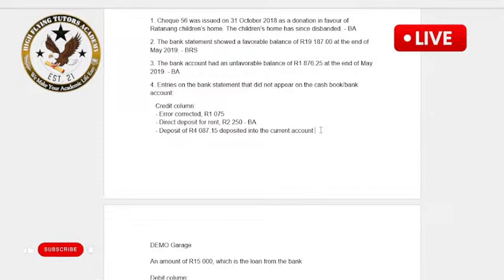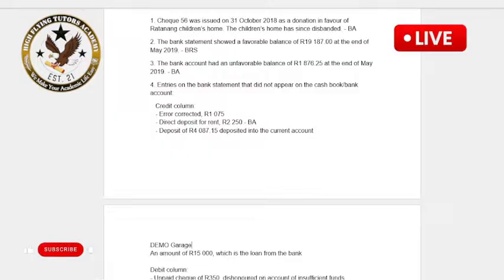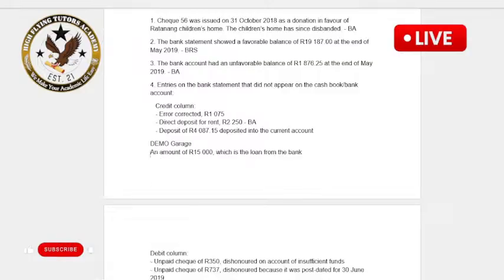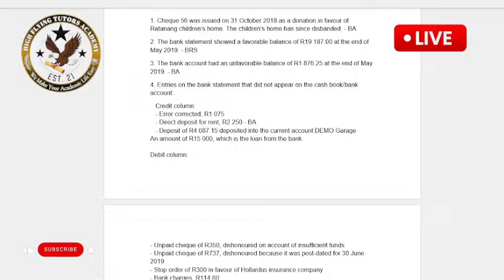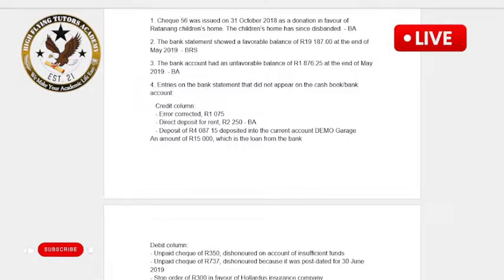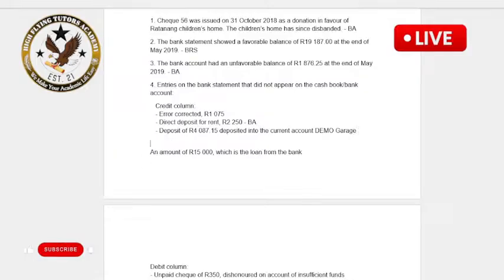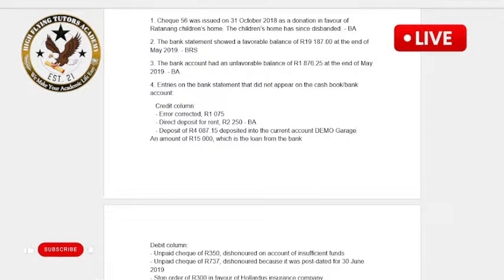So actually this transaction ends here. Let me just fix it for you. It has to be here, right? It ends here. Remember, we are not Demo Garage, we are Demo Enterprises, right? Demo Garage is another business. I don't know if I make sense right there. Demo Garage is another business that banks with the bank that we bank with.